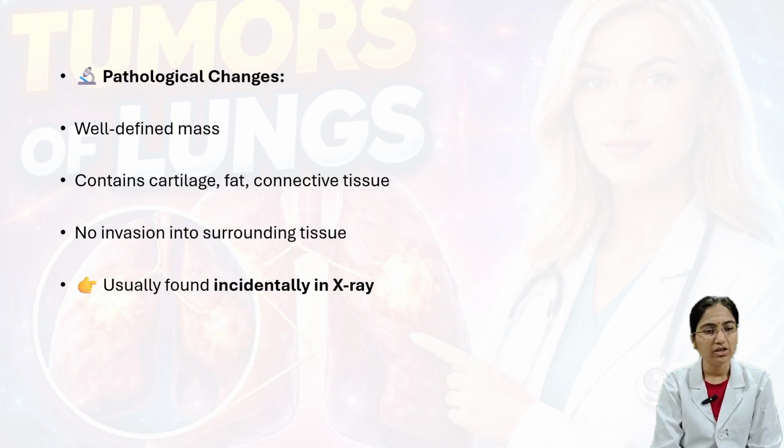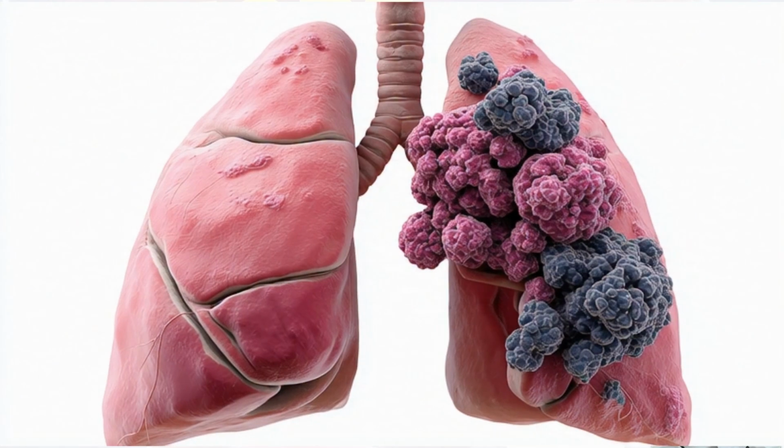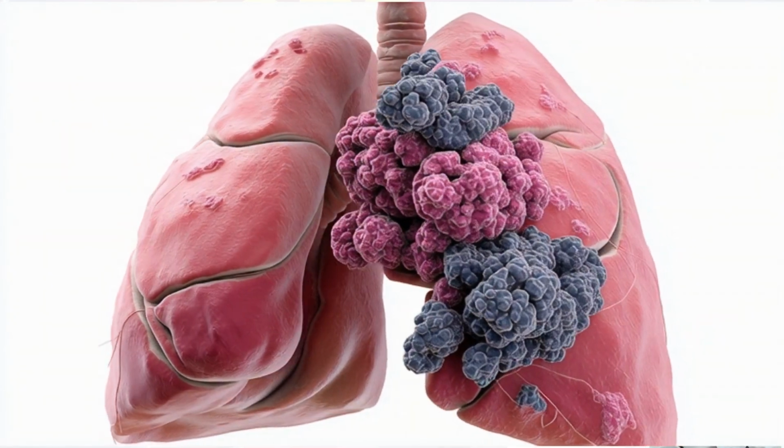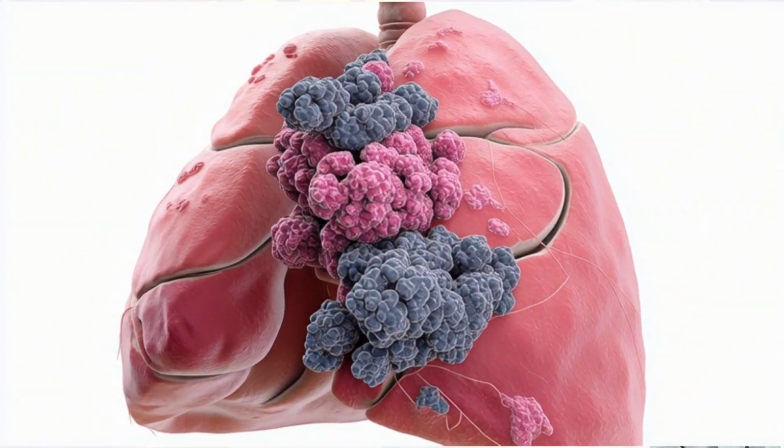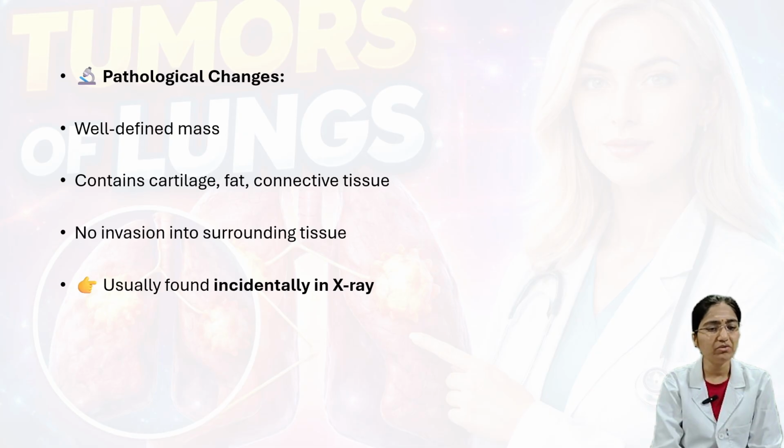Here we'll see an important thing, pathological changes. What happens here? It is a well-defined mass, we can see. It contains cartilage, fat and connective tissue. There is no invasion, that is no spreading into surrounding tissue. It is usually found incidentally in X-ray. This is what it is pathologically.